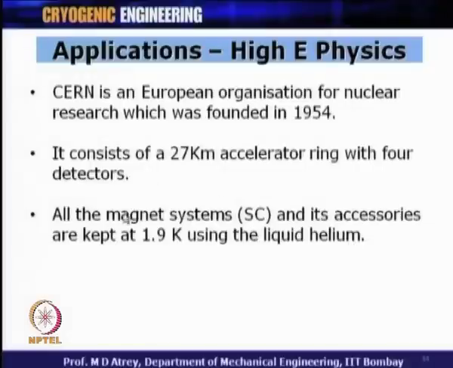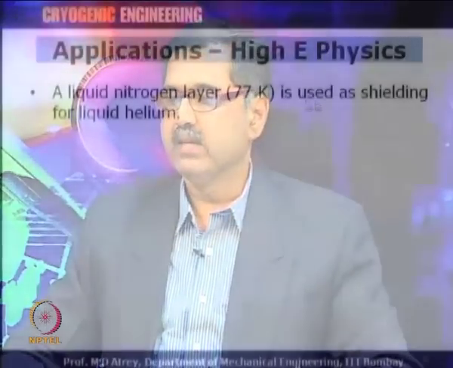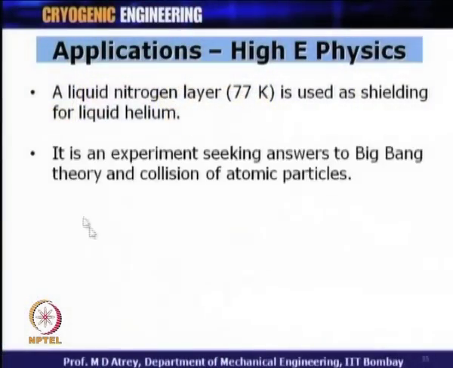So, you can imagine an immense application of cryogenics, the biggest application of cryogenics at CERN. In fact, a lot of research in cryogenics originated from CERN because of these big applications. A liquid nitrogen layer of 77 Kelvin is used as shielding for liquid helium. It is an experiment, most of you know, seeking answers to the Big Bang theory and collision of atomic particles. Basically, it studies the origin of the universe in this way.